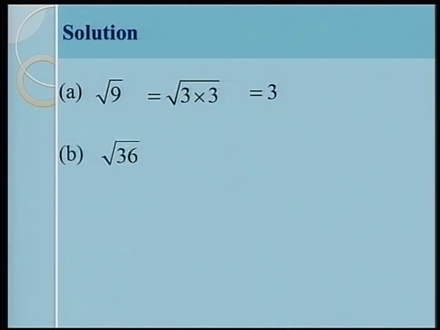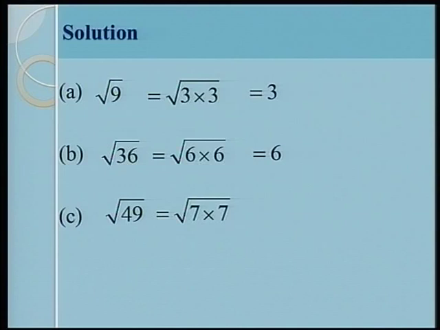We have a look at the solution for part B. Square root of 36 can be written as square root of 6 times 6. A pair of 6 where we choose only one 6. Square root of 49 equals square root of 7 times 7. Here again we have a pair of 7 and the answer is 7.